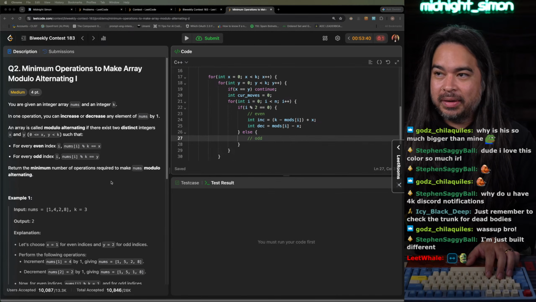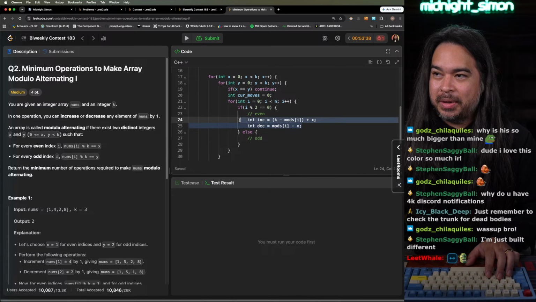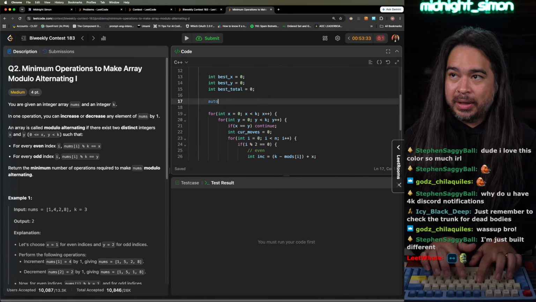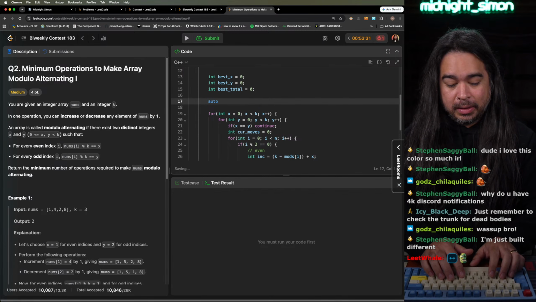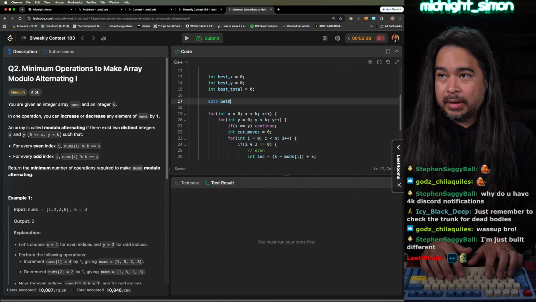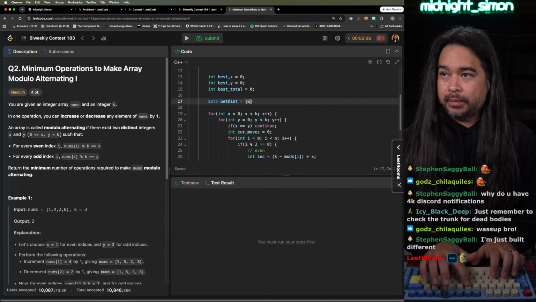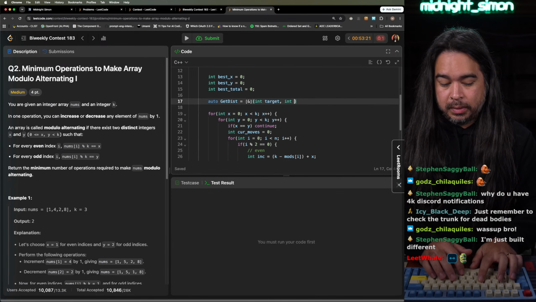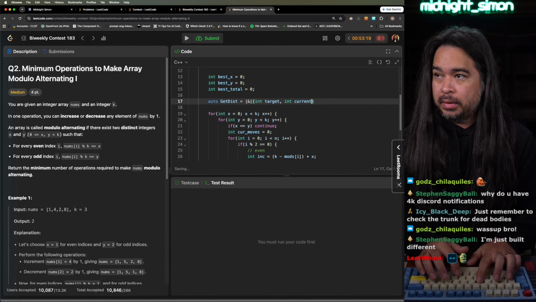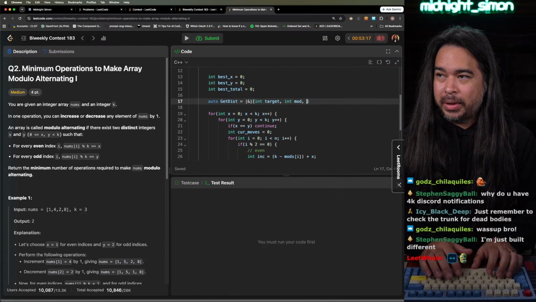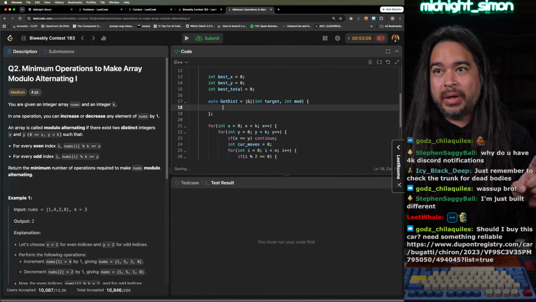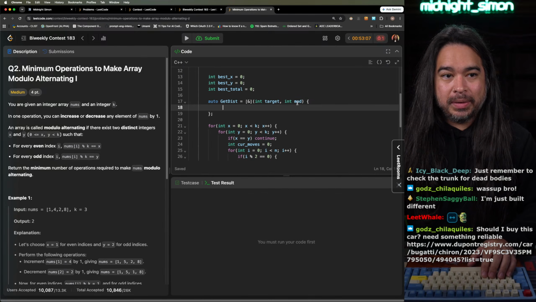Alright. I'm not too sure about this calculation, man. I should probably make a function for that, man. So we have the mod, we have the target, and we need to find which way it's easiest to get to that mod.